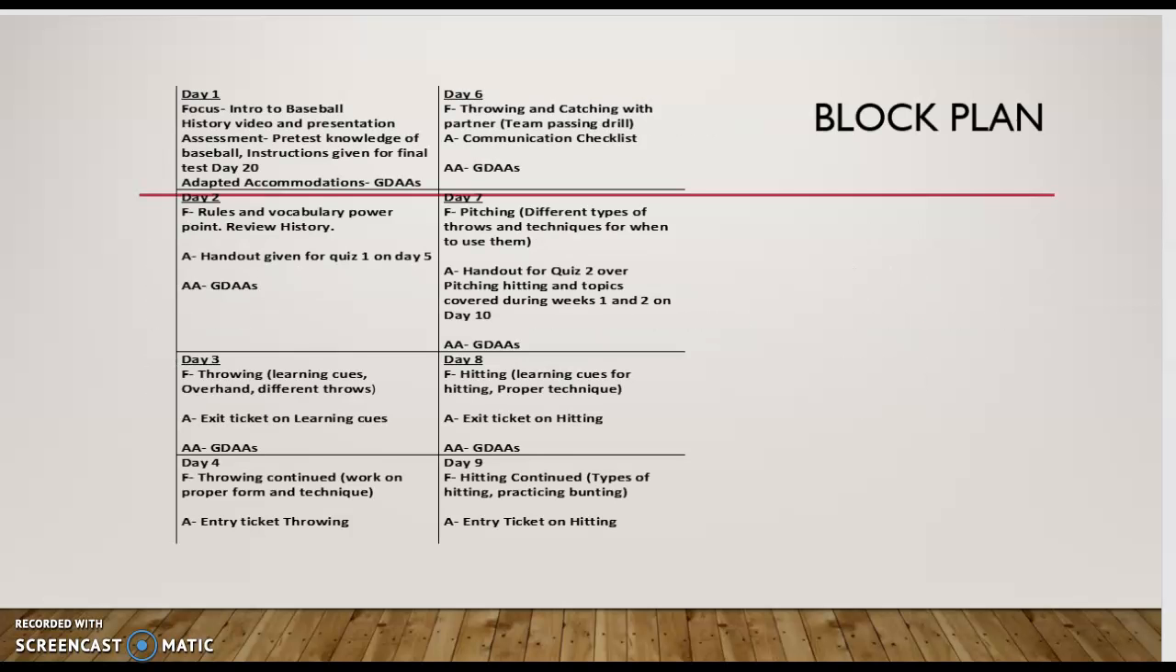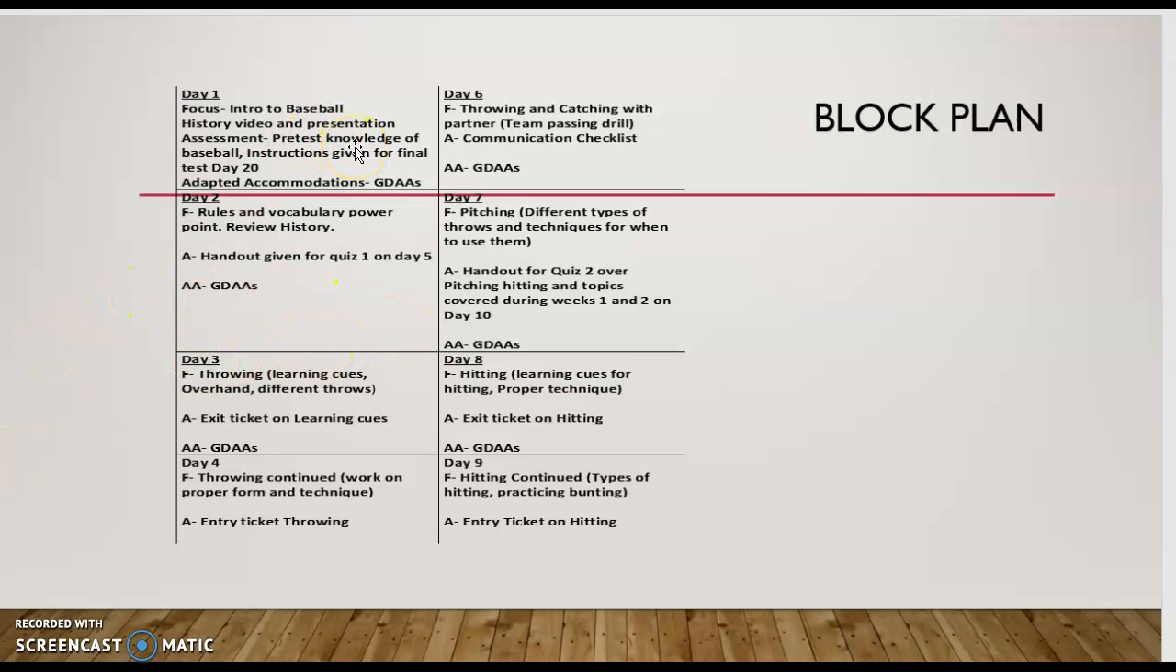And then for the last part, I have the block plan, and then I have a day by day breakdown of what we're going to do on each day, the focus, the assessment, and then the adaptations or accommodations for each student with disabilities during that time.